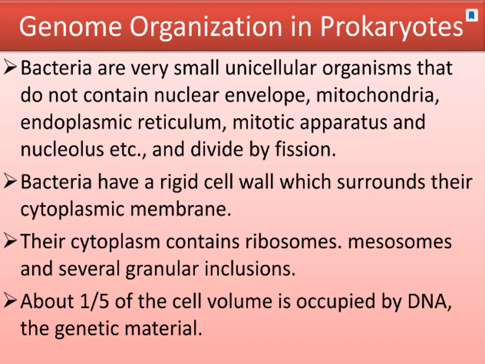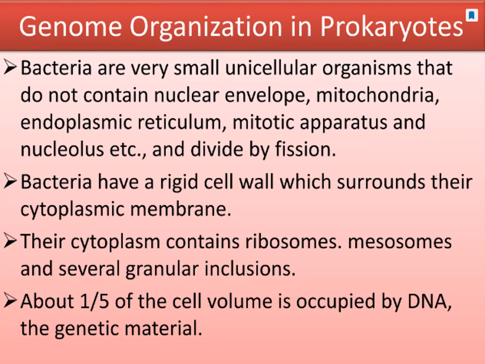We have already seen the eukaryotic genome organization. In this class, we'll see the prokaryotic genome organization. We all know that bacteria are very small unicellular organisms that do not contain a nuclear envelope, mitochondria, endoplasmic reticulum, mitotic apparatus, nucleolus, etc. And there is no cell division; the cells divide by fission.